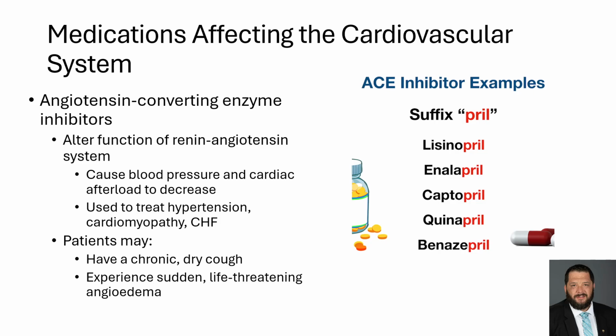So it's important as part of your history, when you're assessing these patients, to evaluate for these potential causes if you have a patient who's presenting with that presentation. One of the easy ways to identify ACE inhibitors is that they tend to have the suffix -pril, P-R-I-L. So quinapril, captopril, benazepril, and most commonly lisinopril.